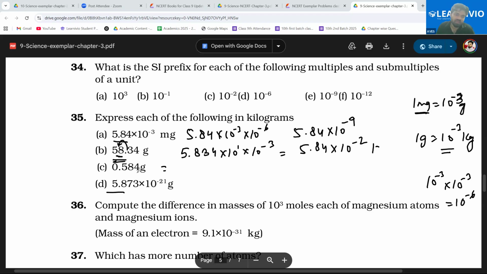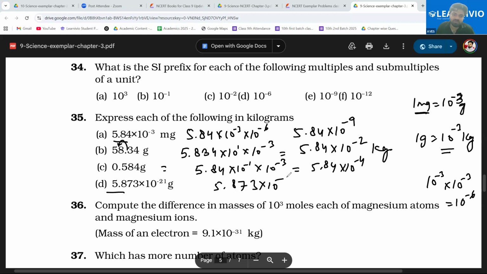Here you have to shift the decimal to this side. So you have increased this value 10 times, so you have to divide it by 10. Dividing by 10 means 10 to the power minus 1. Now you have to convert into kg, so you have to write 10 to the power minus 3. So you'll get 5.84 into 10 to the power minus 4. Now you have to simply add minus 3 to it. You will get 5.84 into 10 to the power minus 24 kg. Okay, got it, everyone?